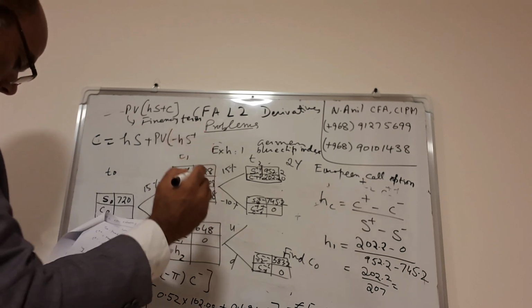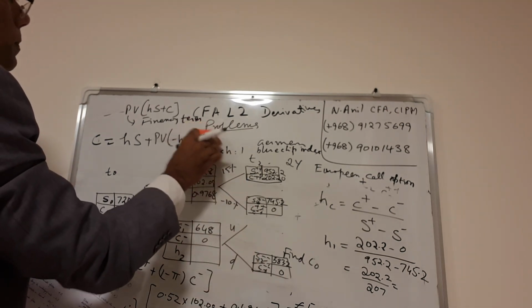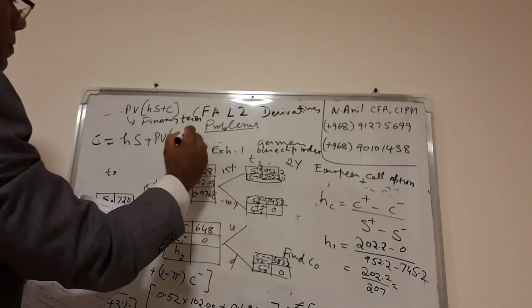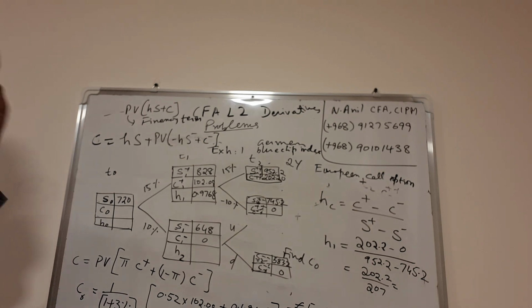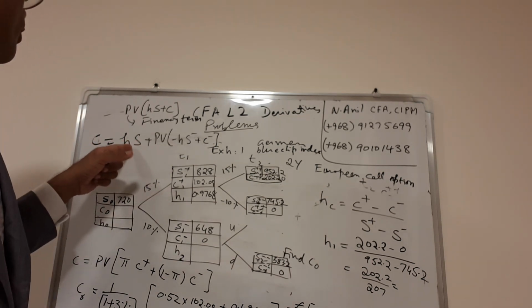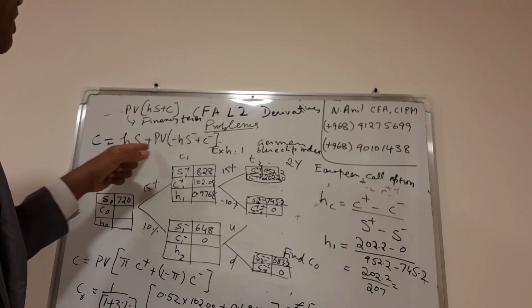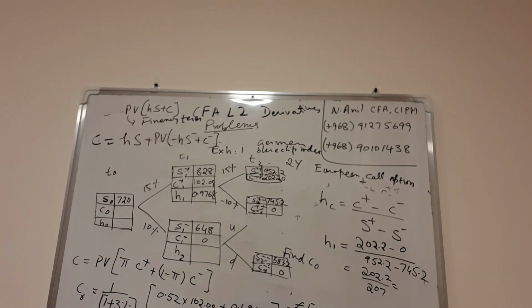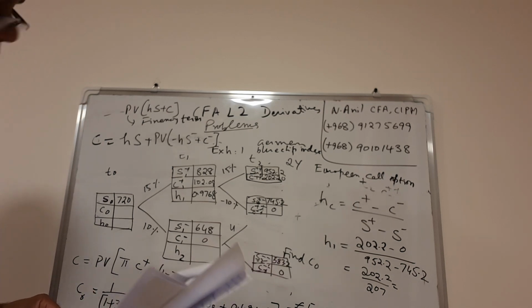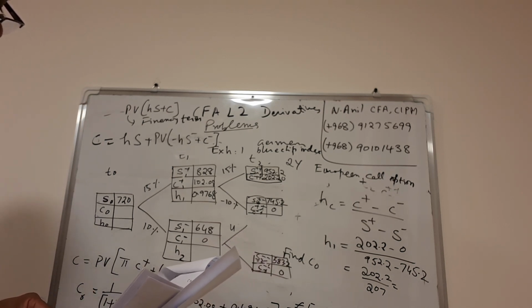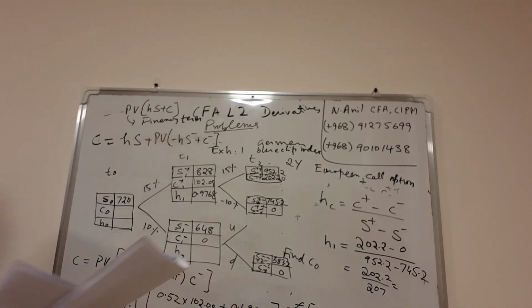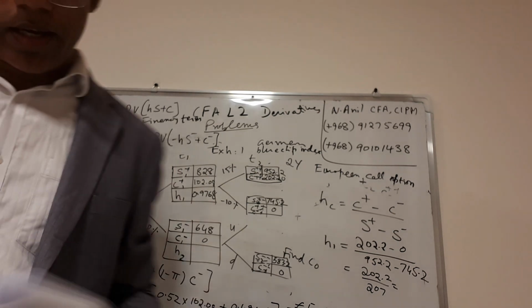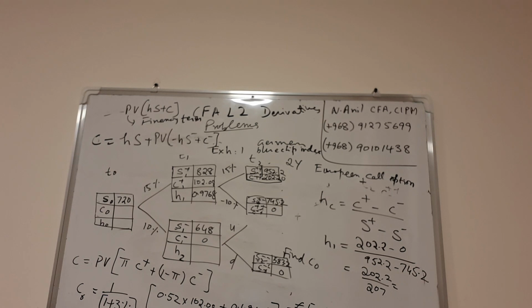Minus S minus plus C minus. So the call option can replicate a portfolio with the hedge ratio times underlying plus this is borrowing. This is the borrowing, minus HS plus C minus. This is borrowing. Okay, so this is how the value of a call option can be calculated.